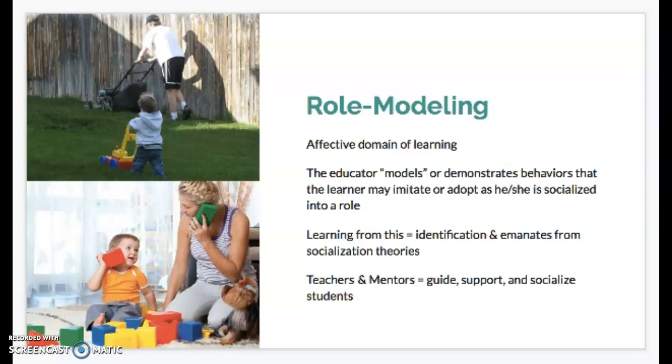Next, we have role modeling. This is an instructional method primarily used in the affective domain of learning. Here, the teacher uses themselves to model behaviors that the learner may imitate or adopt as he or she is socialized into a role. Learning from role modeling is called identification and emanates from socialization theories like Erikson's psychosocial stages and Bandura's social learning theory. Some examples of role models are teachers and mentors that help guide, support, and socialize us students.